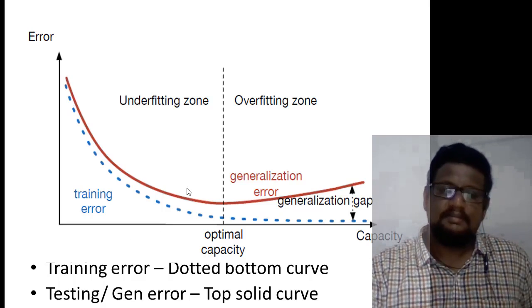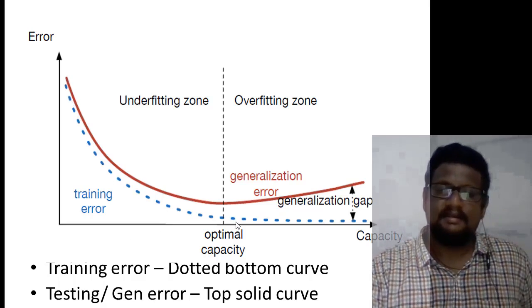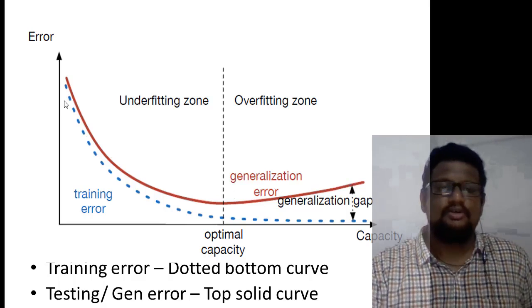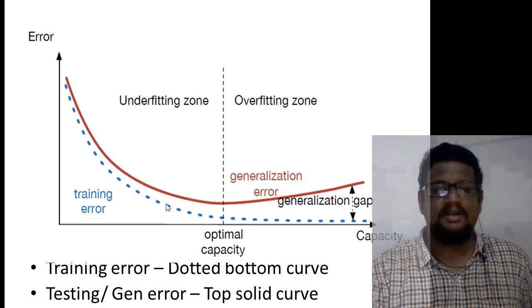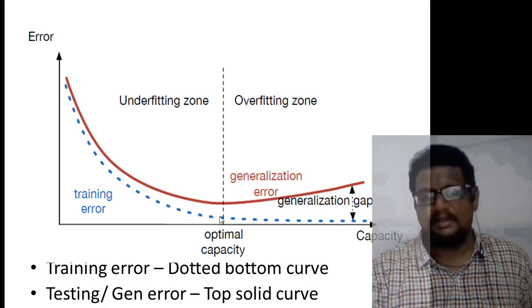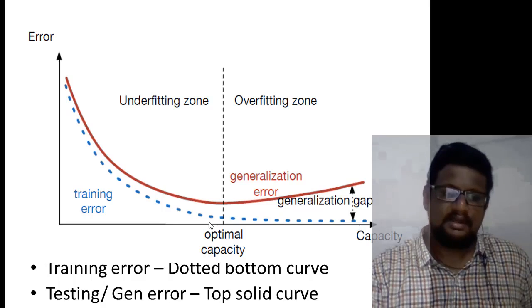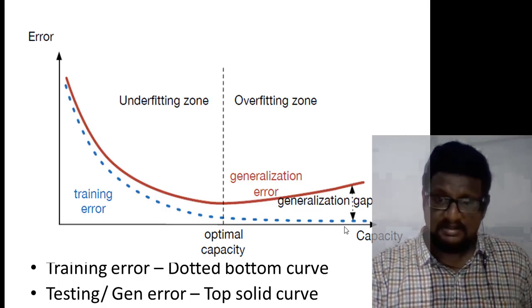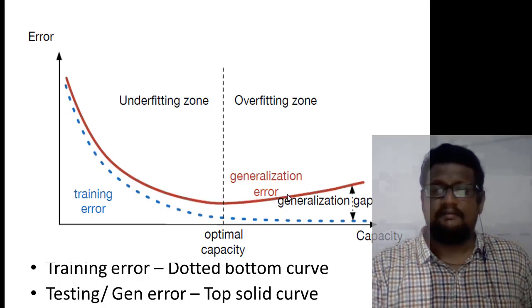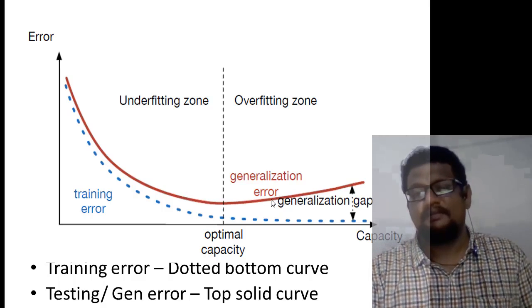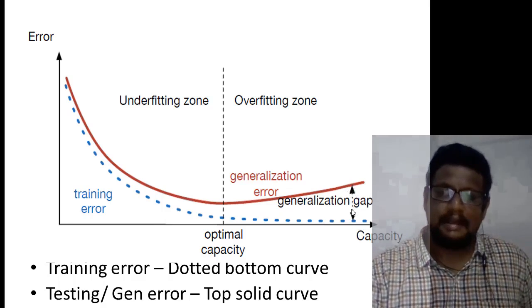The curves show the training error and the testing error. The testing error is what we relate to generalization also. In the training phase, when the model capacity is very low, the error is very high. When you increase the capacity of the model, the error becomes convincingly low and keeps on reducing. But this doesn't happen in the testing phase. When you keep on increasing the capacity and give a new set of inputs, the error becomes larger. That is, it fails with the new set of inputs. This is what is called the generalization gap.